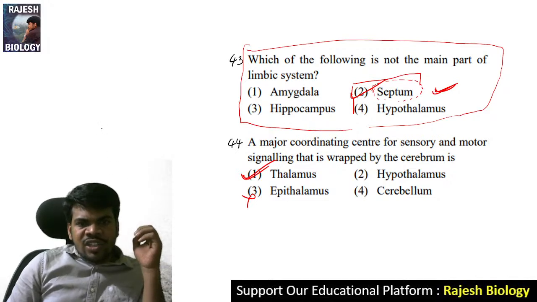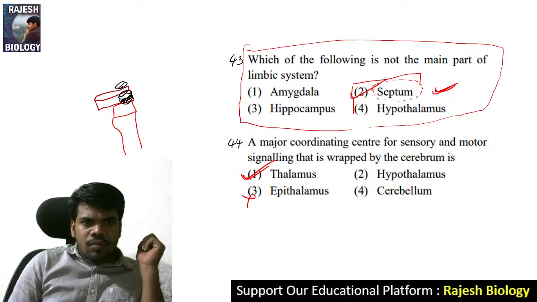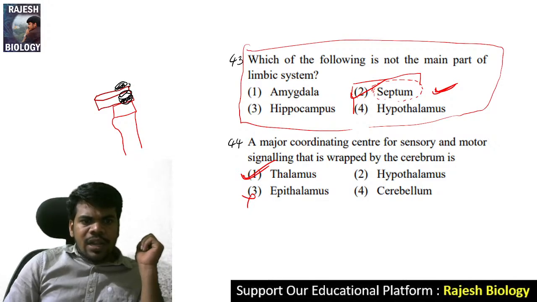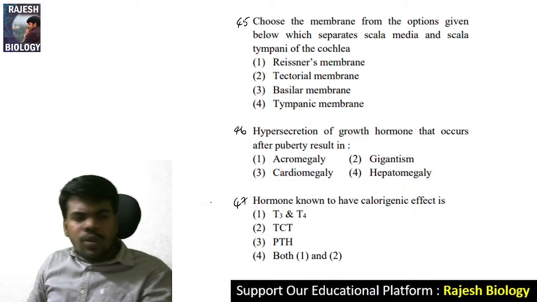If you observe that brain structure in our app, in our channel, it is clearly explained. And for your understanding also, I am going to tell you, it is the midbrain, pons varolii, medulla oblongata. Okay, and here there is a third ventricle. On either side of the third ventricle there is a thalamus, the coordinating center. And this entire structure is covered by the brain like this. Okay. So thalamus is the right answer. Come to the 45.